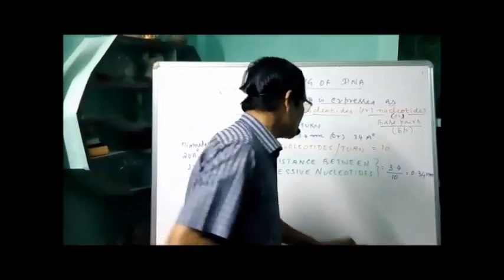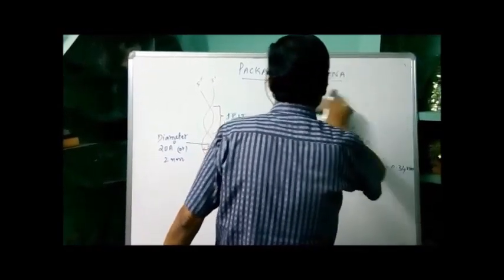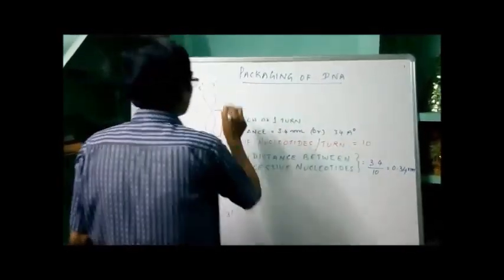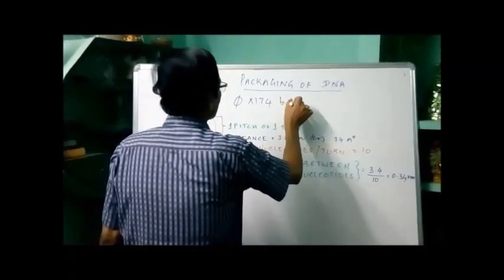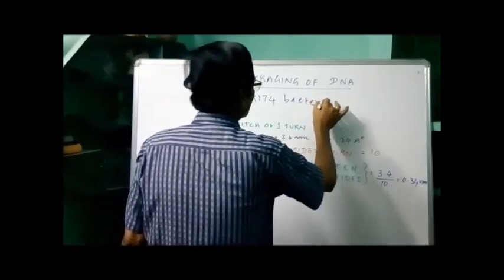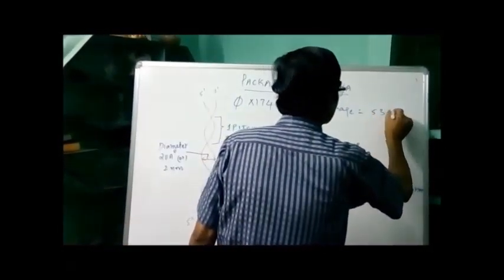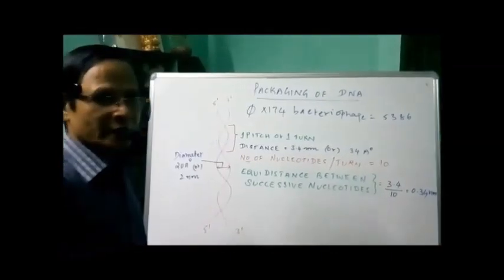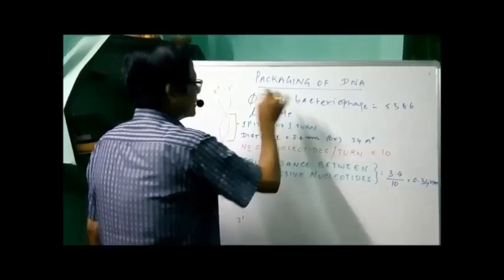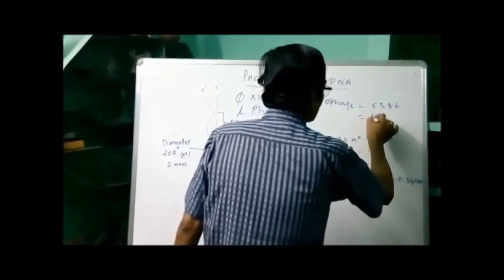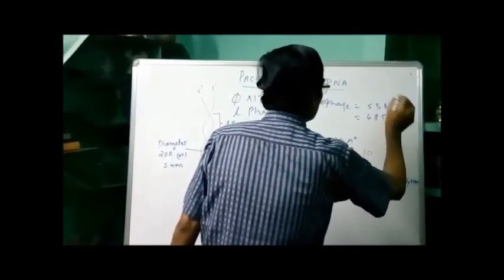I am giving 4 examples. In the case of phi X 174 bacteriophage, the number of nucleotides is about 5386. This is the number of nucleotides. If we take the lambda phage, another bacteriophage, the number is still higher, 48,502 base pairs and nucleotides.